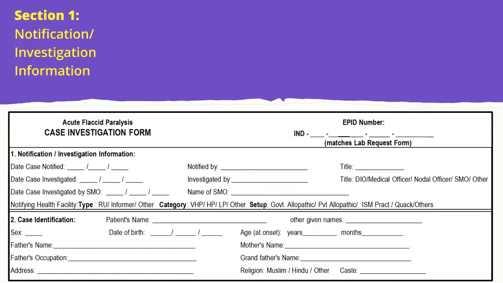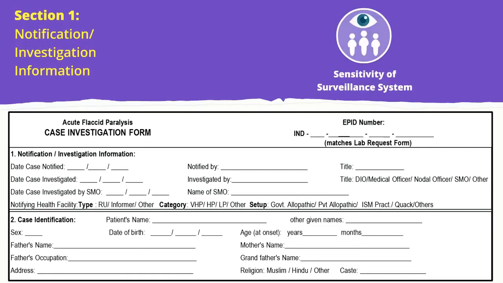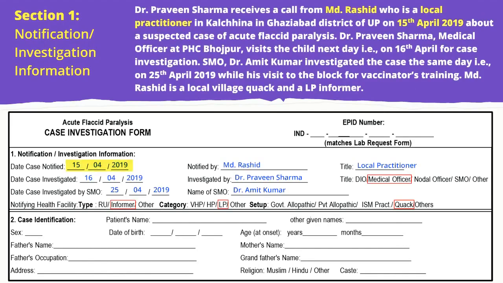First section is on notification and investigation information. This section is important to understand the sensitivity of surveillance system to detect the case early and to investigate the case within 48 hours of notification. Case was notified on 15 April and was investigated on 16 April.